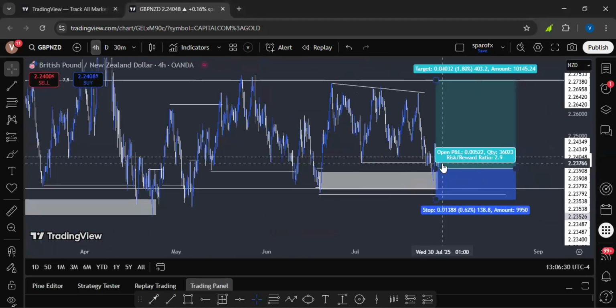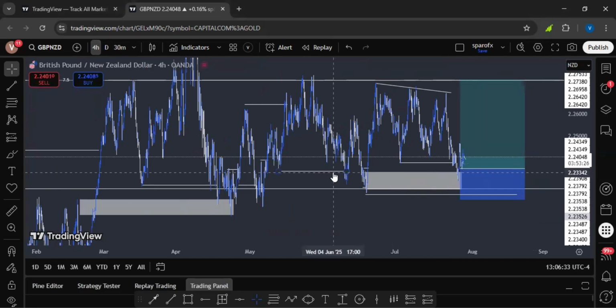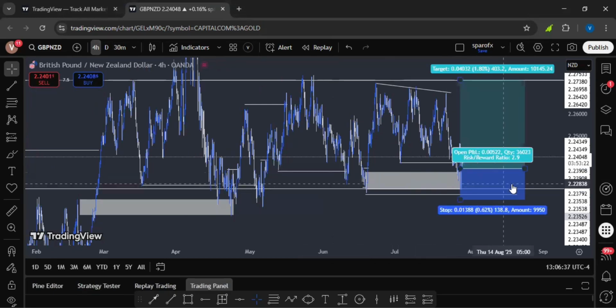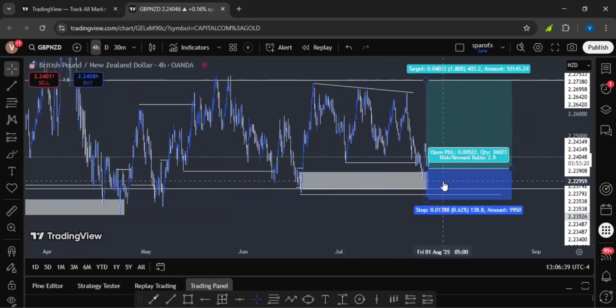This is literally the pair I analyzed some time ago. I posted a video of it some days ago, which is literally the GBP NZD. And yeah, we are still on this very trade. I would say we are on profits.